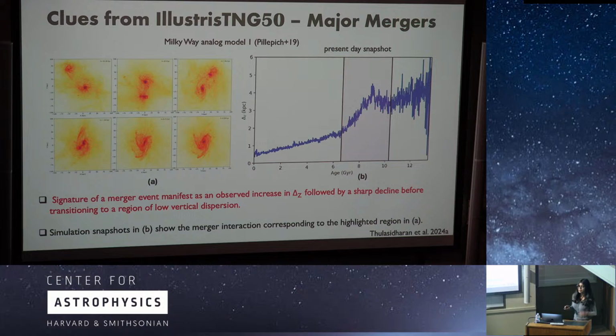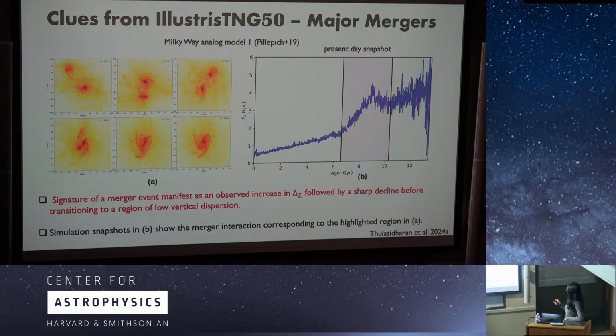A significant merger can heat up the pre-existing stars in the disk, leading to the formation of the geometric thick disk. So that would explain this region with higher vertical thickness, higher delta C. And then this transition right here shows the time it takes for the galaxy to finish the merger and then settle down after the merger.